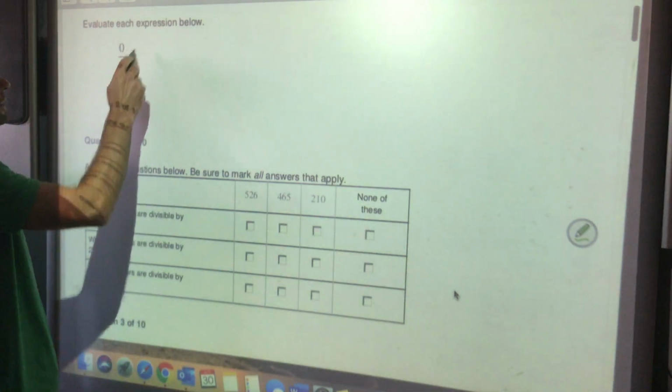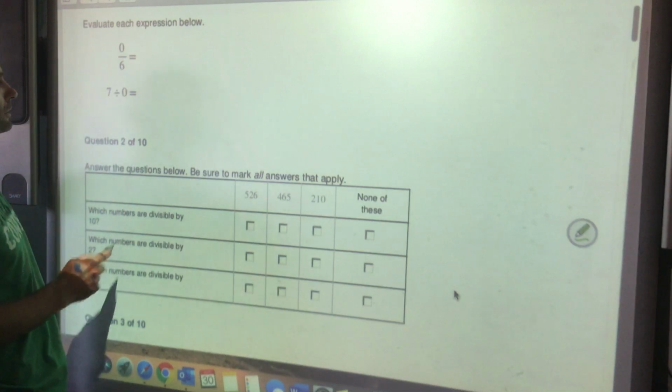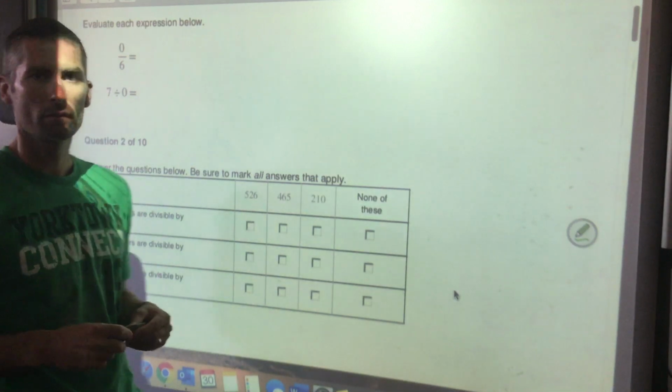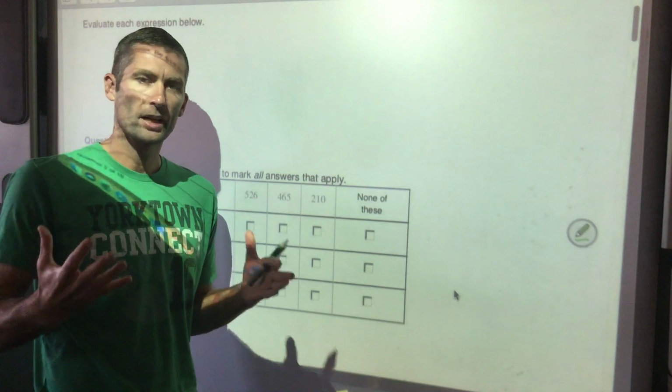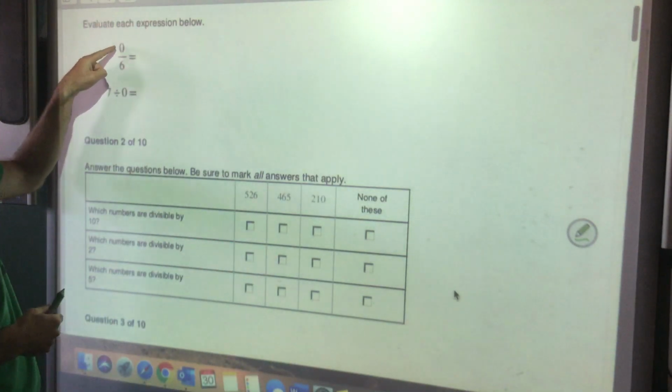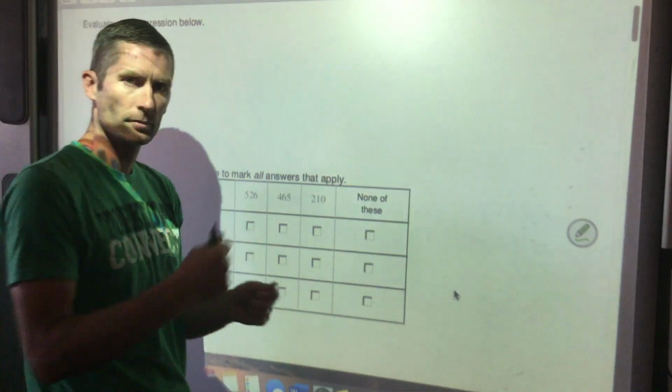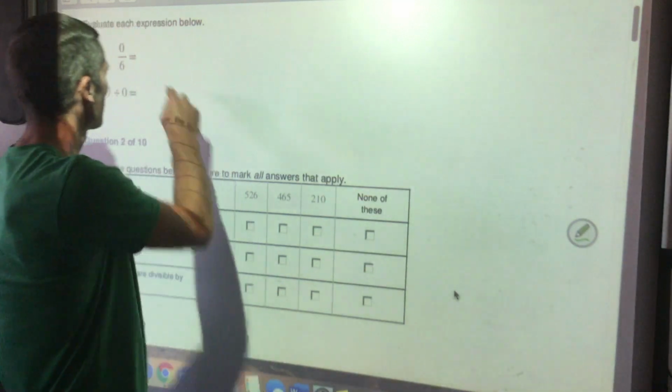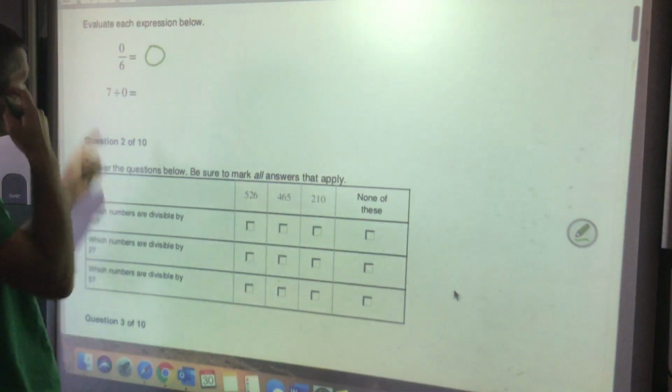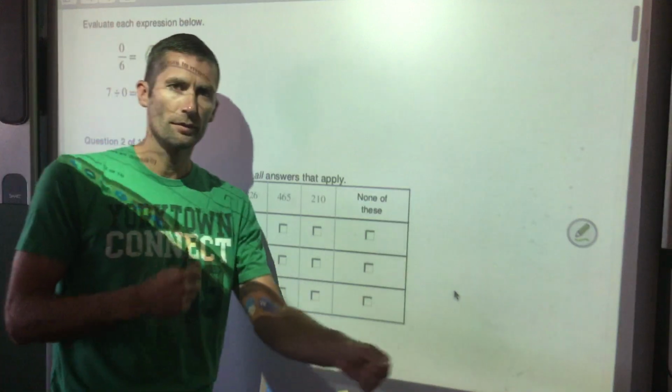Okay, first one, evaluate each expression below. So we're dividing by 0 or into 0. So it's division involving 0. Let's think about it in terms of cookies. You have 0 cookies to give 6 people. 0 divided by 6, that's 0. Nobody gets a cookie.